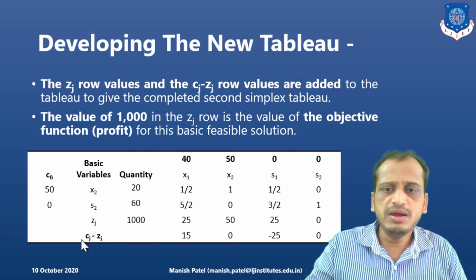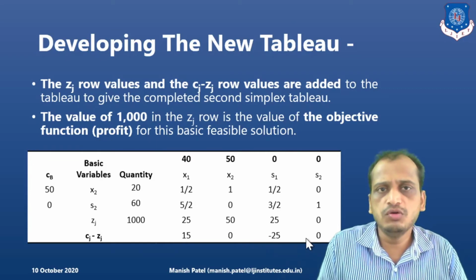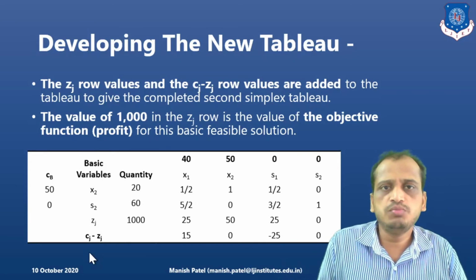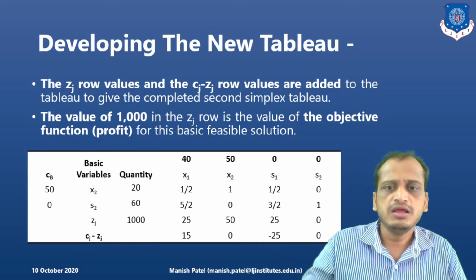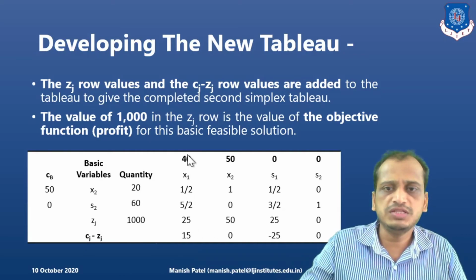Now Cj minus Zj: 40 minus 25 is 15, 50 minus 50 is 0, 0 minus 25 is minus 25, and accordingly. Now what do we look for? We look for all the negative, and the condition as Cj minus Zj should be less than or equal to 0. But here one of the values is positive. So this will be our deciding value. This is our pivot column.